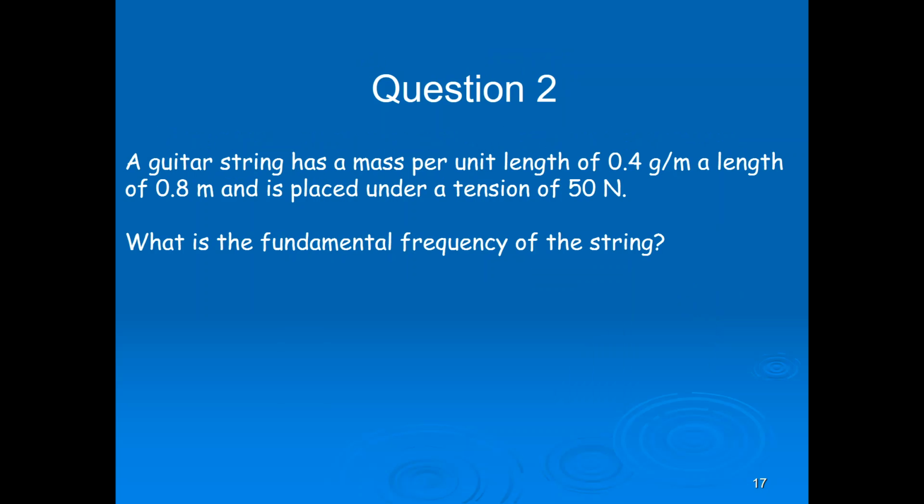All right. Here's another question. A guitar string has a mass per unit length of 0.4 grams per meter and a length of 0.8 meters and is placed under a tension of 50 newtons. What is the fundamental frequency of this string? Think about it, do it. If you're sitting with someone, you can discuss it.